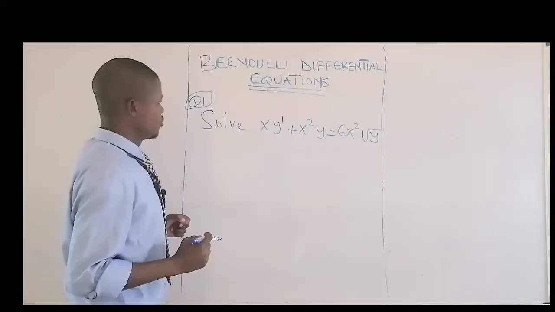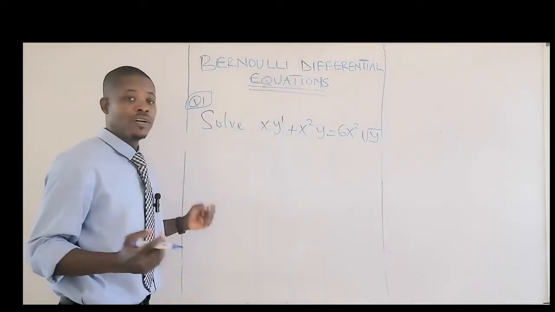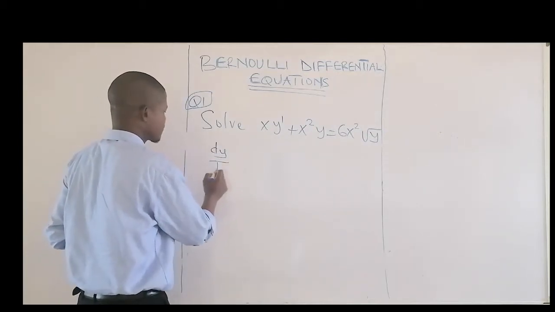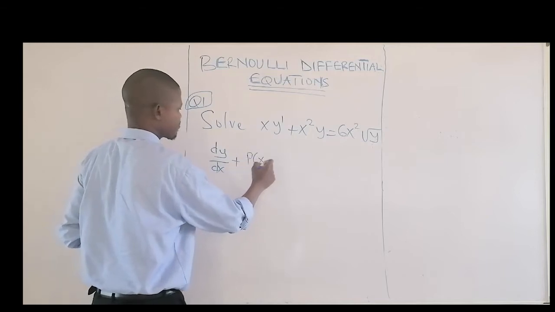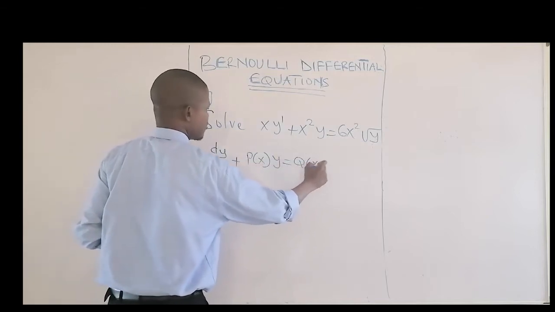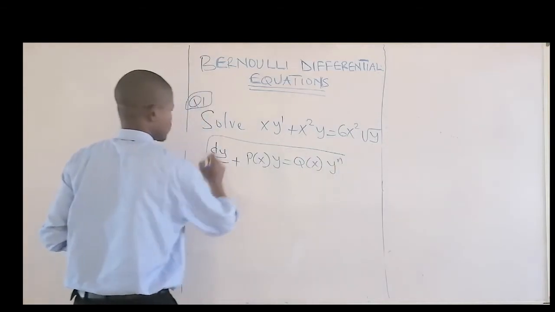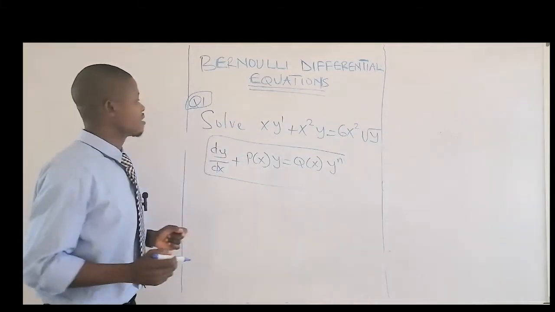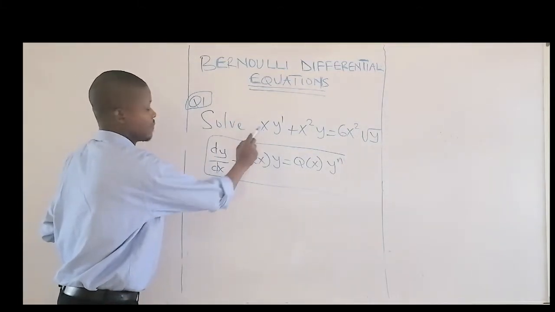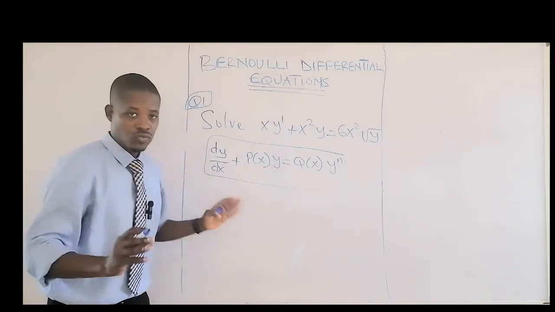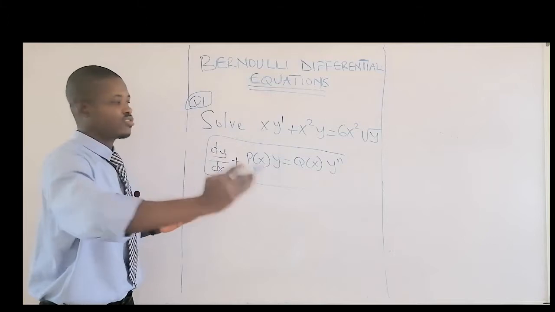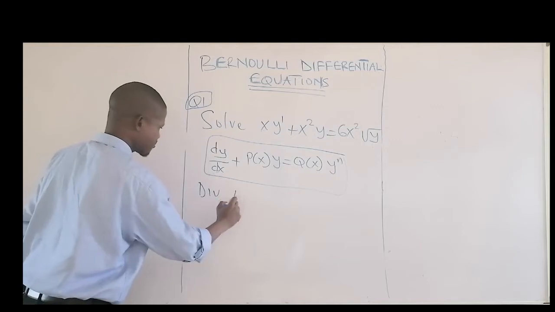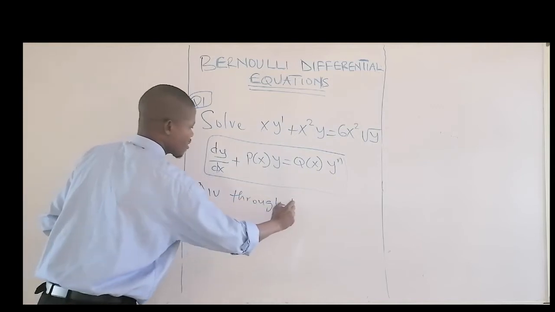Let's go to questions. Don't forget the form of the Bernoulli equation, which is dy/dx + p(x)y = q(x)y^n. With that, we can now correlate the question to this form. That means we need to remove this one from here so I can follow the standard rules. Divide the equation through by x.